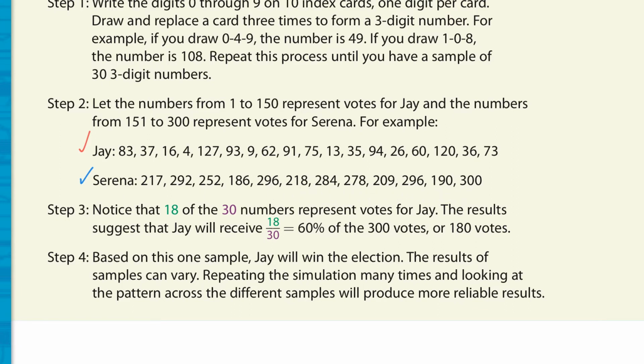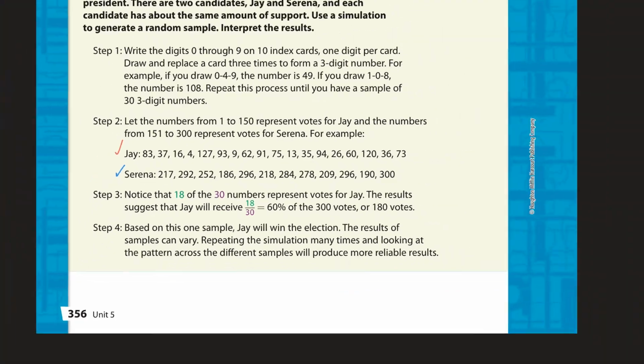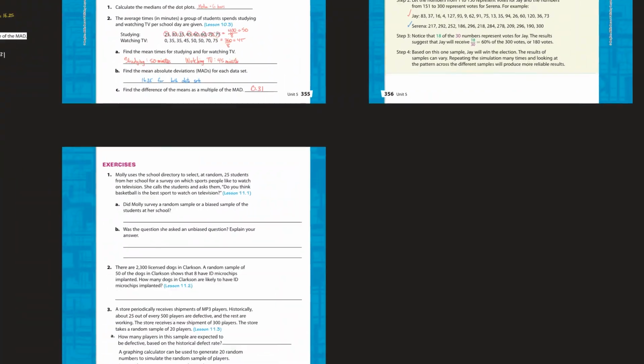Yeah. Okay. Now, here is an important point: repeating the simulation many times and looking at the pattern across the different samples will produce more reliable results. So this is a small sample. They're saying if we would have sampled more times, we would have got a much more reliable result. Okay, so moving on to that last page.